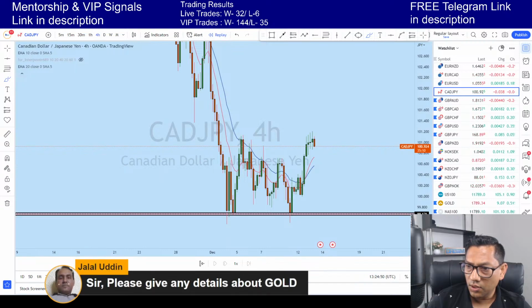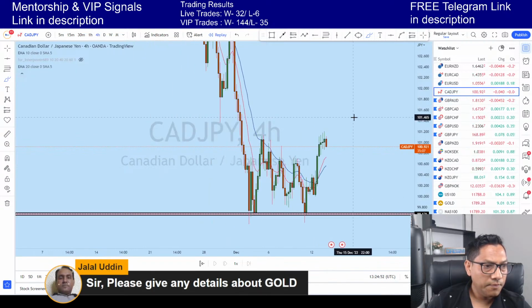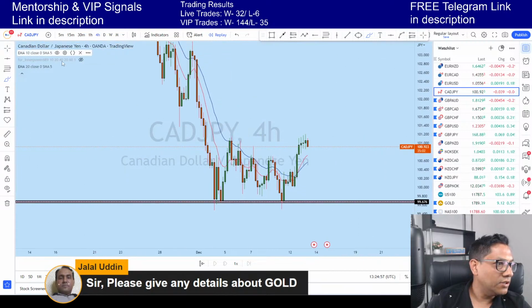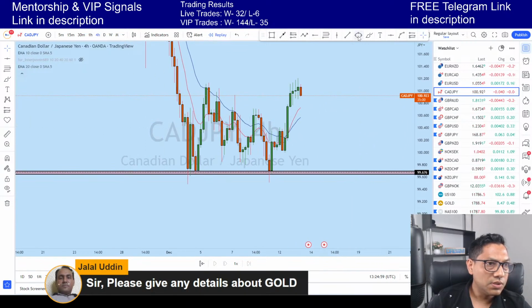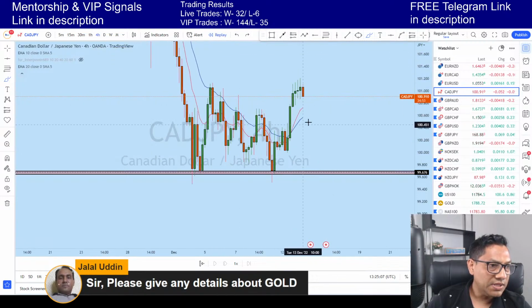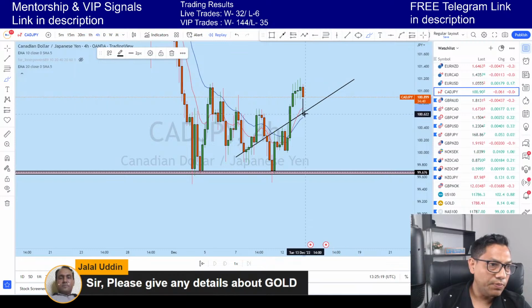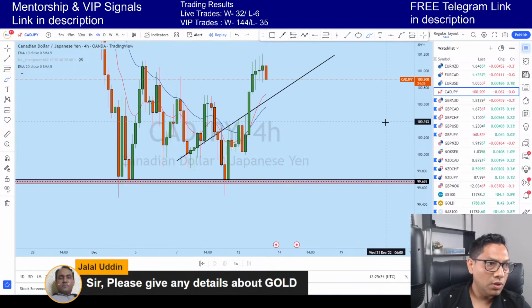So gold, any detail on gold? Yeah, absolutely. Let it come back down first, because if you look closely at CAD JPY, there is a double bottom and then it has broken to the upside, but the price still did not test this neckline. This previous resistance is turning support. Now what we can expect on CAD JPY is the price to come back down to test this level and then continue to rise.